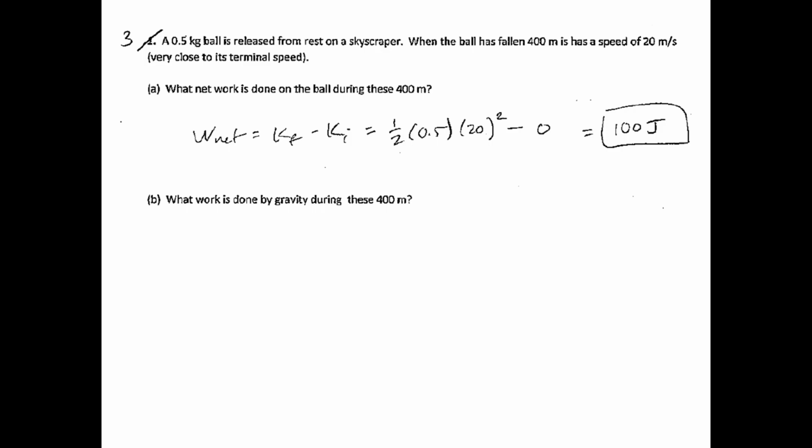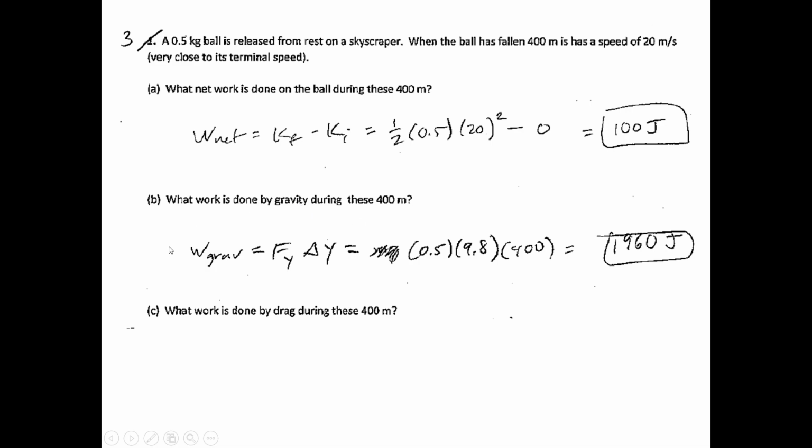Well, I can't use the work kinetic energy theorem, but the gravitational force is constant, so I can use my old friend. The way to calculate work when a force is constant is just Fx times delta x, or if I aim my y-axis downward, then the force y component is just the weight force, and delta y is how far it falls. So Fy, if plus y is down, then Fy for the weight force is mg, 0.5 times 9.8, and delta y is 400 meters. Again, we're aiming our y-axis down, so I get 1,960 joules.